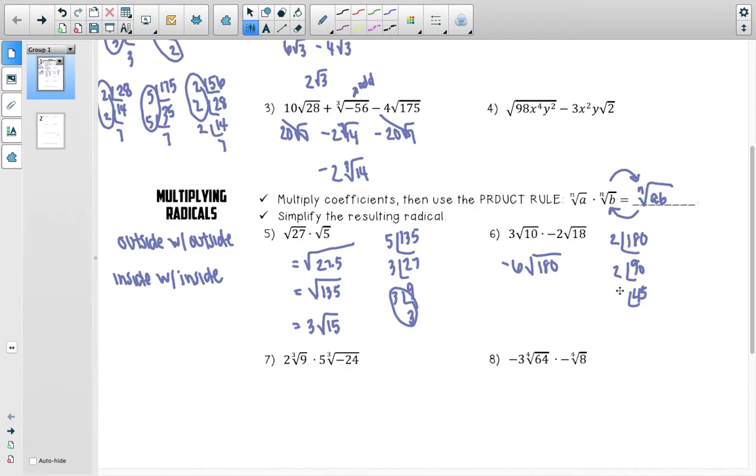45 is not divisible by 2, so we have to pick another number. I'm going to go with 5, which gives you 9. And 9 is not divisible by 5 either, so we have to go with 3. So we have a pair here. We have a pair here. Those pairs go on the outside. So 2 and 3 is 6.